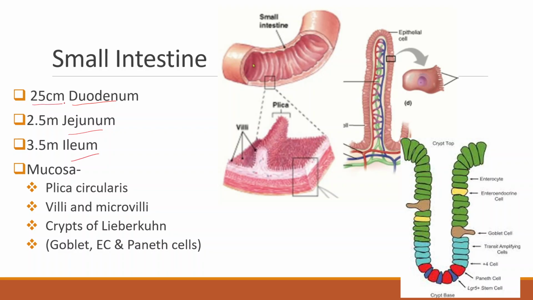So 25 centimeter duodenum, jejunum is 2.5 meter, and ileum is the most elongated, 3.5 meter. Now talking about small intestine, in small intestine there are some peculiarities which keep on changing based on the requirements. So small intestine is the most important for absorption of all the micronutrients. That's why we need more surface area, right?